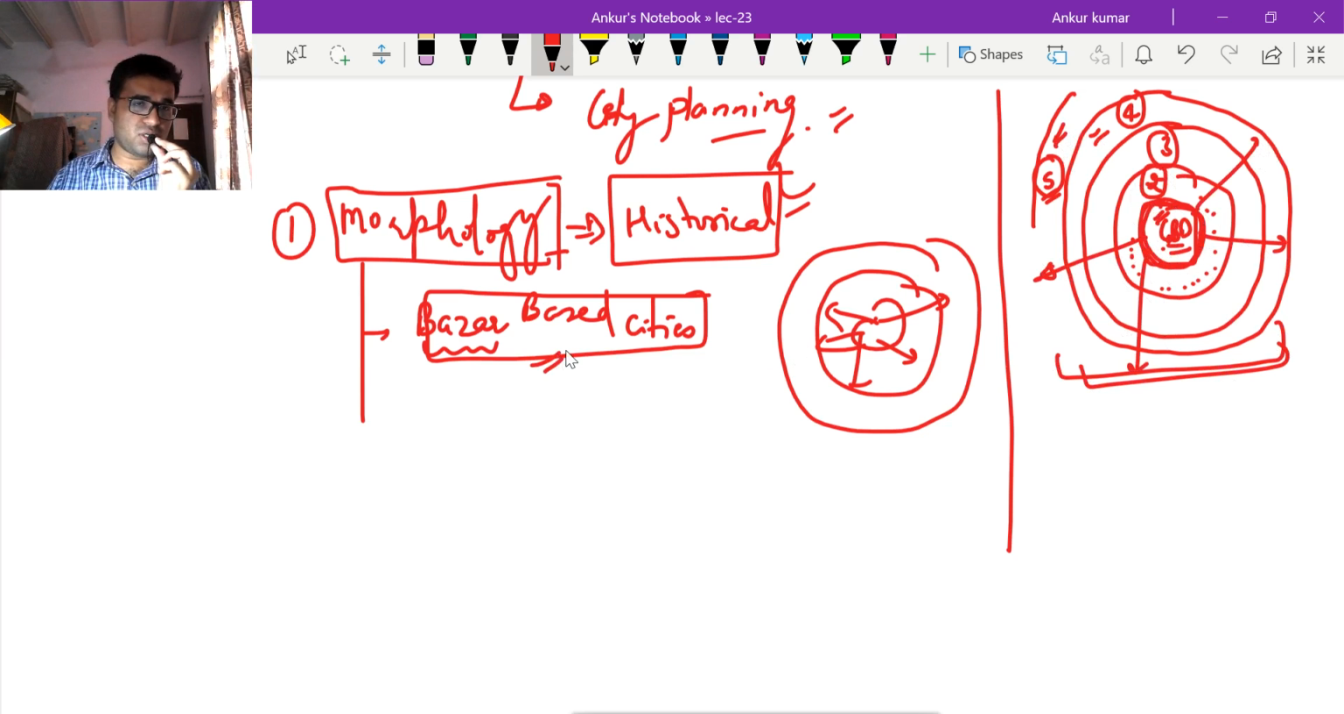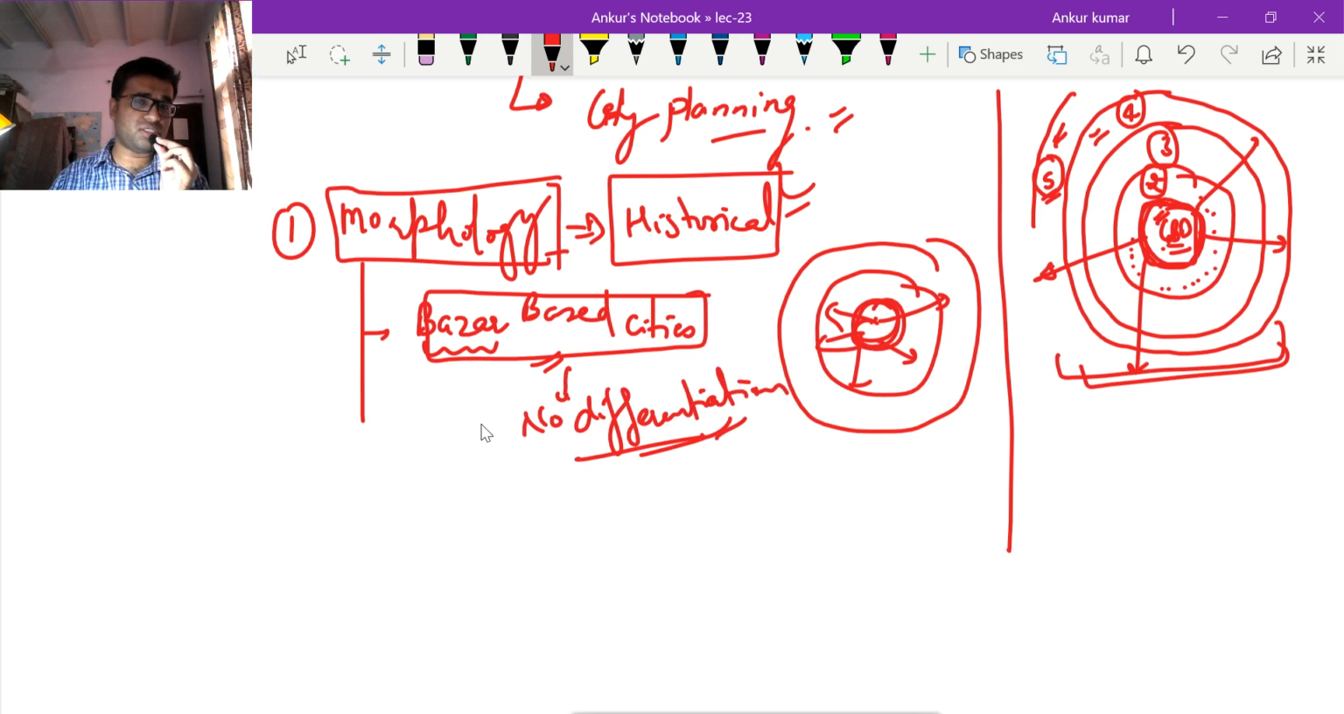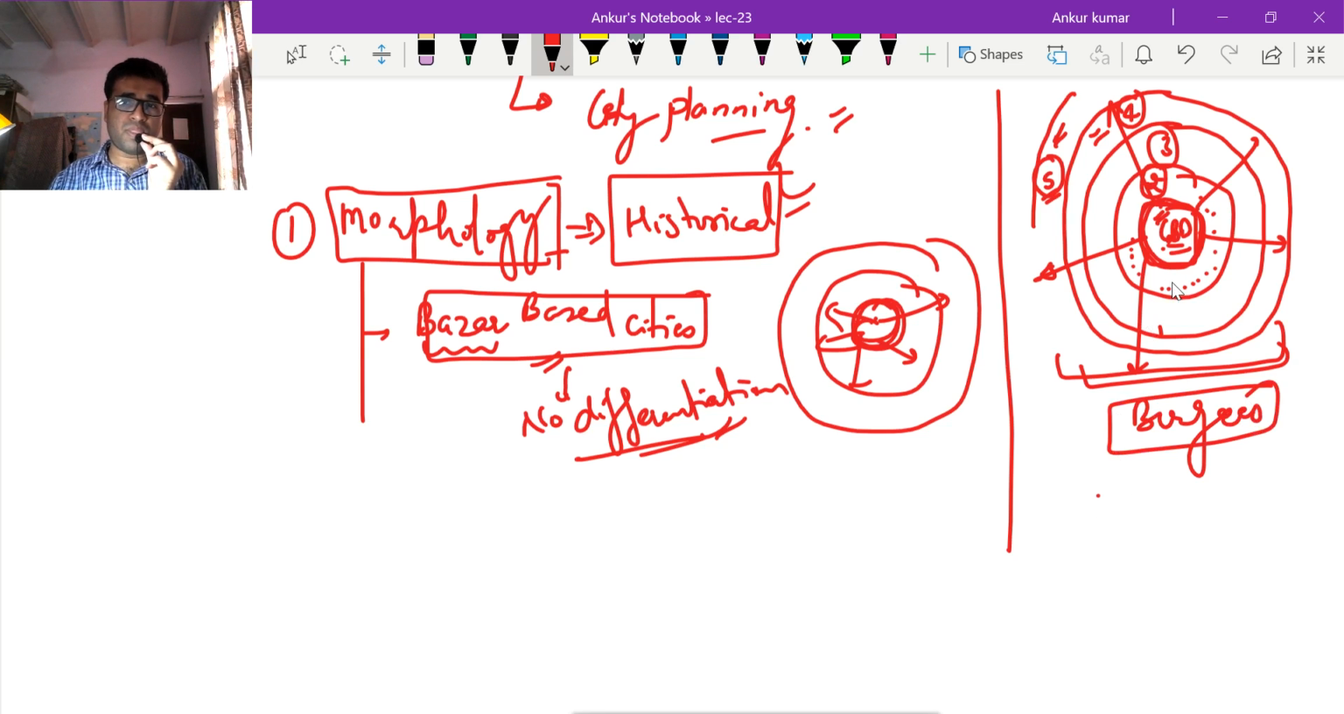However, in the bazaar based cities in India, the cities grow out of the bazaars, right? So there is one difference, that there is no differentiation of the activities as in the CBD model of Burgess. So differentiation nahi hai yahan par. Then how does the city expand? Because the CBD model of Burgess is based on centrifugal force. That means the forces that are active are outward. Something is pulling the activities out of the CBD.